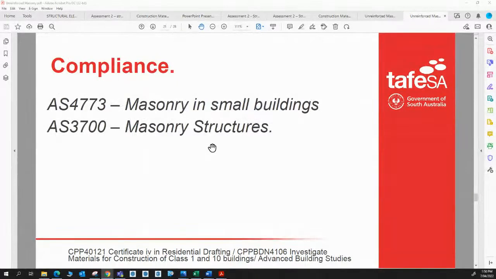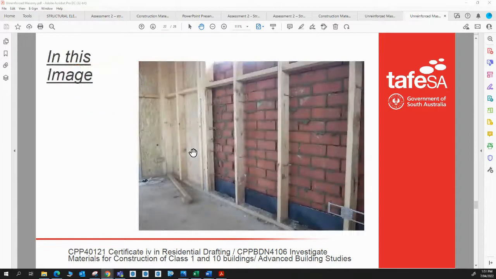And as you are probably well aware already, our Australian standards that relate to masonry uses, both structural or non-structural, are AS4773 for your standard residential builds, so masonry in small buildings, and then AS3700 for masonry structures. So masonry structures covers all sorts of masonry applications, not just your standard residential builds, but AS4773 is specific for our class 1 type structures.